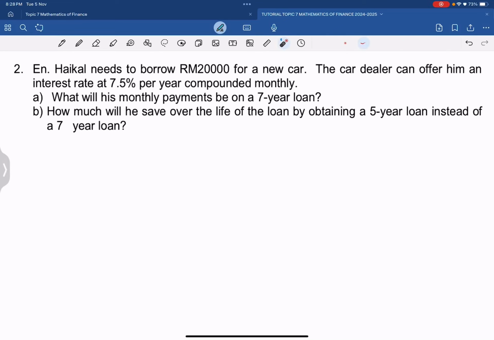Encik Haikal needs to borrow 20,000 for a new car. The car dealer can offer him an interest rate at 7.5% per year compounded monthly. What will his monthly payment be on a 7-year loan? How much will he save over the life of the loan by obtaining a 5-year loan instead of a 7-year loan? Okay, so let's draw some timeline.